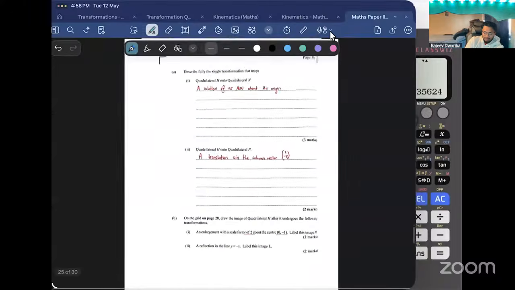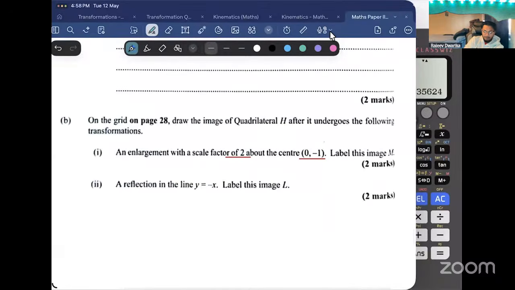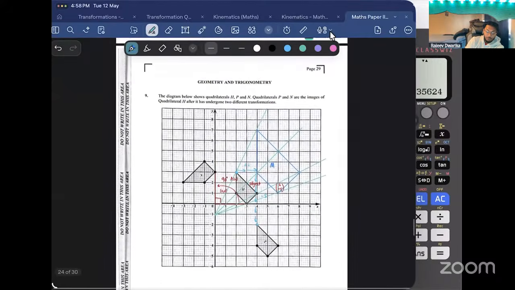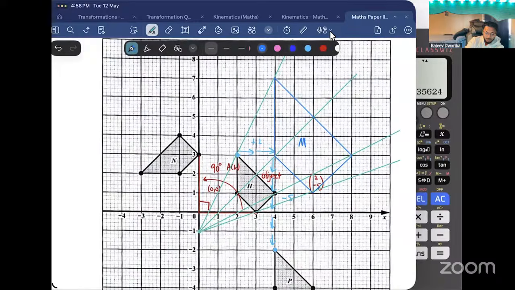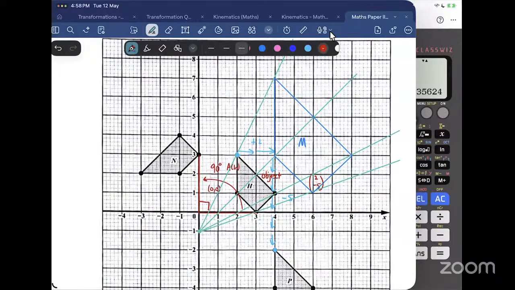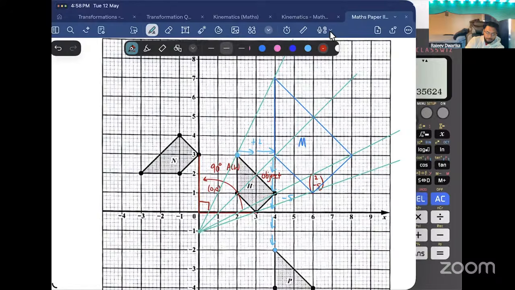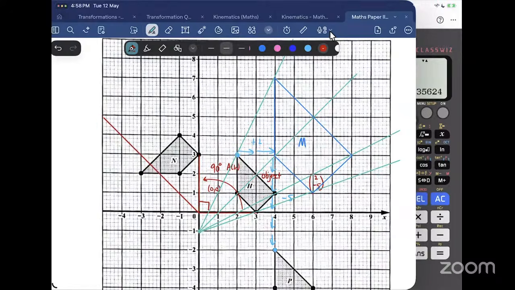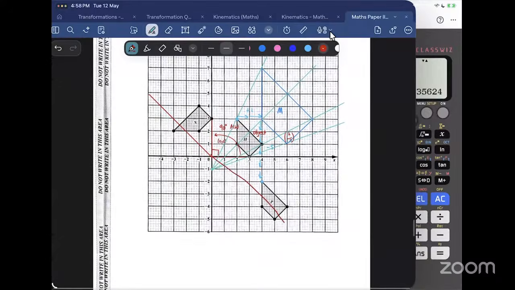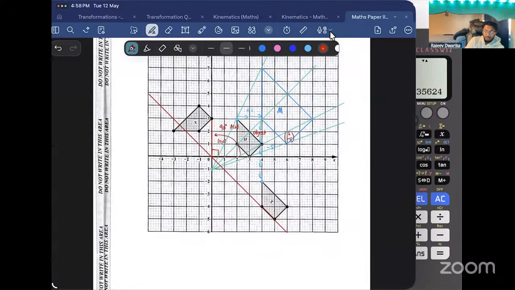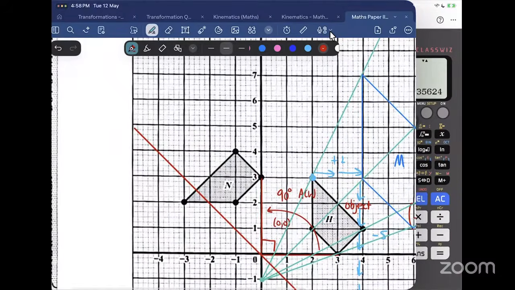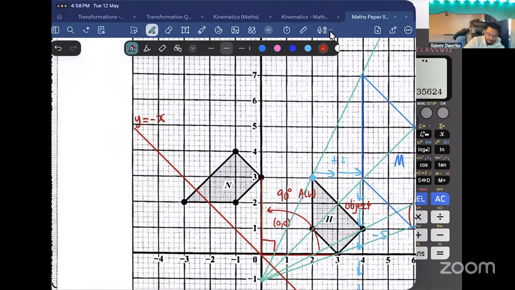All right. So that's that. A reflection in the line y is equal to minus x. You remember what that looks like? Yeah. It's on the opposite side, on the negative side. It's like y is equal to x, but it's on the negative side, because the gradient changes from positive x to negative x. So this is y is equal to negative x here.